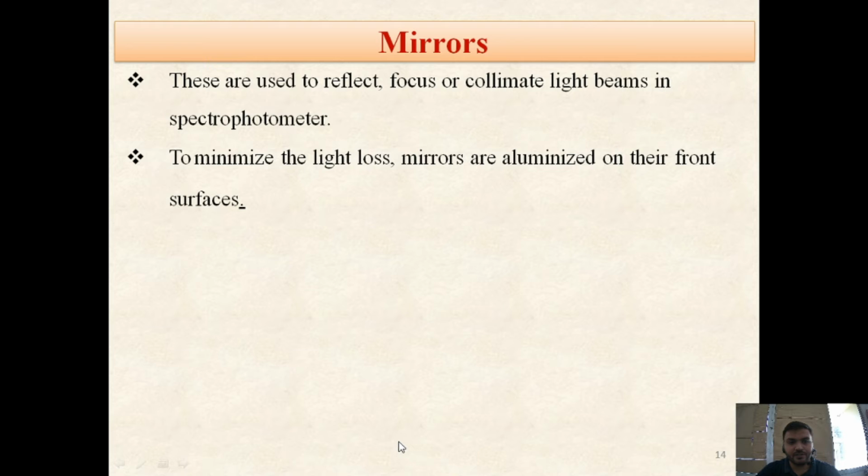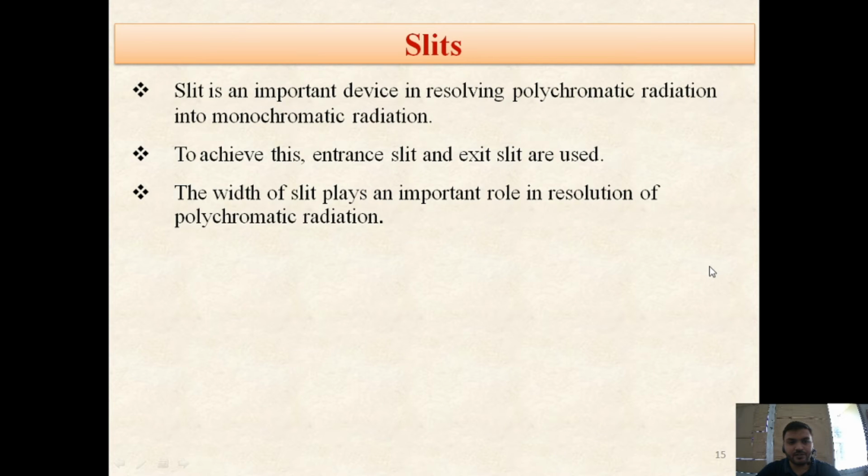Mirrors. They are used to reflect, focus or collimate the light beam in a spectrophotometer. To minimize light loss, mirrors are aluminized on their front surface. Slits. The slit is an important device in resolving polychromatic radiation into monochromatic radiation. To achieve this, entrance slit and exit slit are used. The width of the slit plays an important role in the resolution of polychromatic radiation.